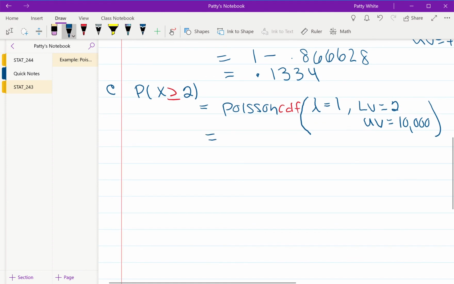All right, so that probability would be about 0.2642. So the probability that we have at least 2 orders would be about 26%.